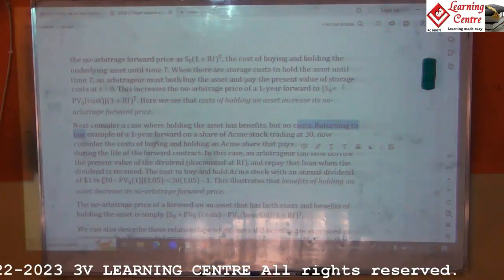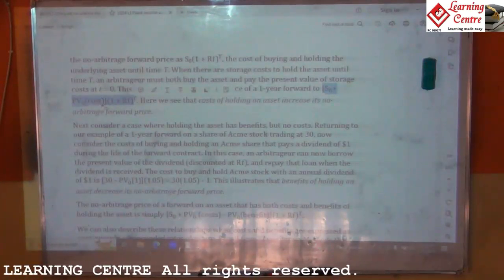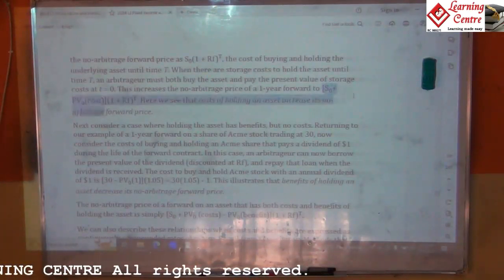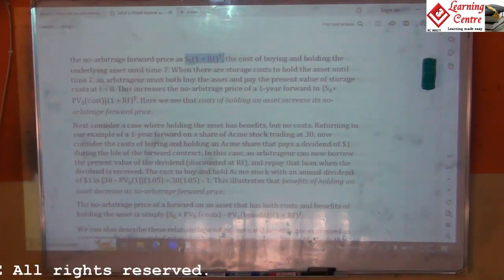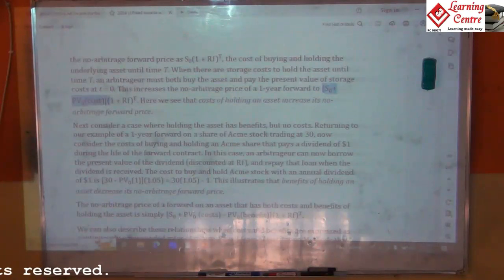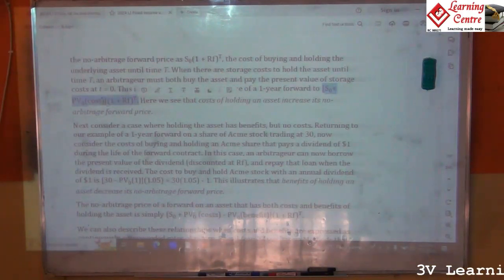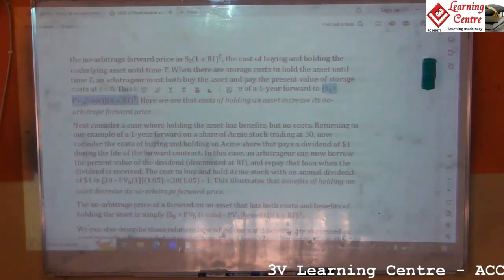Okay, so we've looked at this S0 plus 1. You see that this cost has been added. So this is the formula I wanted to show you. This was the original formula, S0 times 1 plus RF raised to power T. But now we are adding the cost, S0 plus the present value of the cost, before we do 1 plus RF raised to power T. Because this is a storage cost. If it was a benefit, we would deduct the benefit. So you add cost, you deduct the benefit.